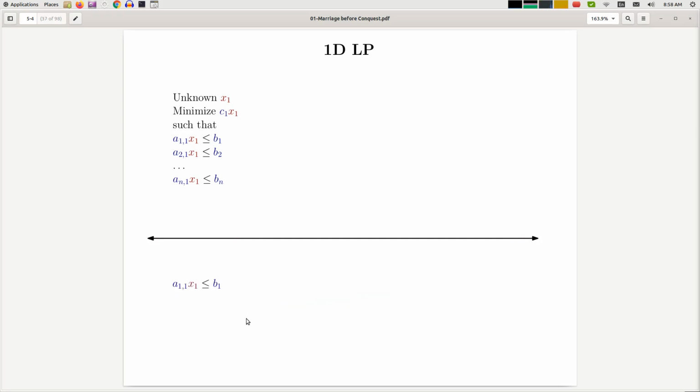Now let's look at the first constraint. The first constraint says a11 times x1 less than or equal to b1. Remember that all these variables are known; they're given to me as input. So for example, this could be 4 times x1 less than or equal to 8. Of course, from such an inequality we can deduce that x1 is less than or equal to 2. The only thing we have to pay attention to is the sign of this coefficient.